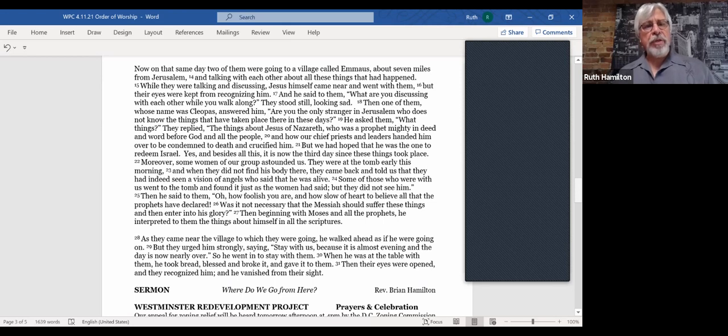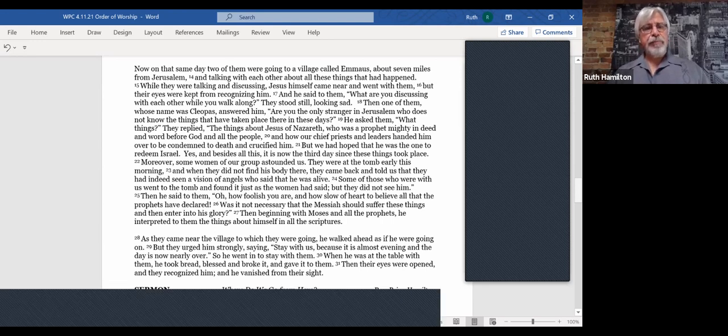Some of those who were with us went to the tomb and found it just as the women had said. They did not see him. Then he said to them, oh, how foolish you are, and how slow of heart to believe all that the prophets have declared. Was it not necessary that the Messiah should suffer these things and enter into his glory? Then, beginning with Moses and all the prophets, he interpreted to them the things about himself in all the scriptures.